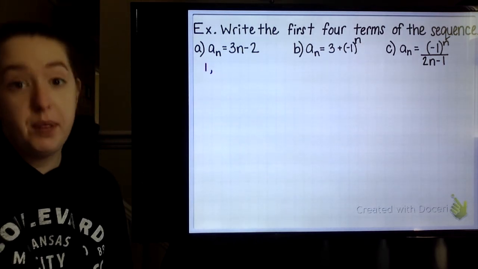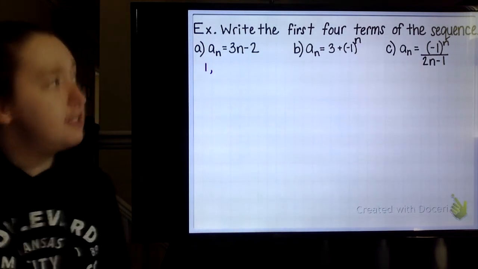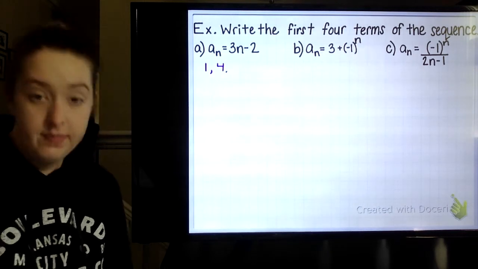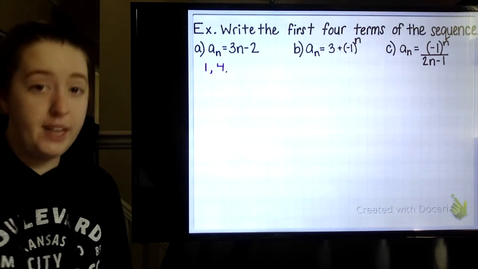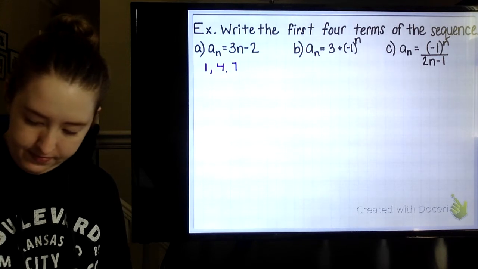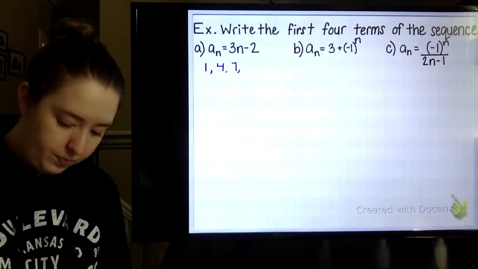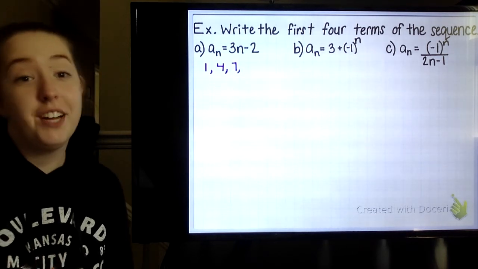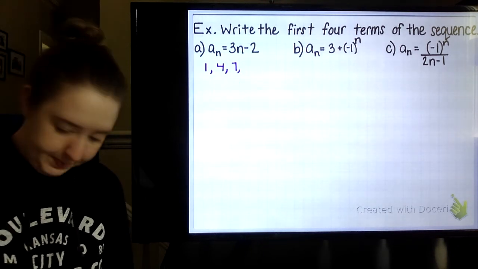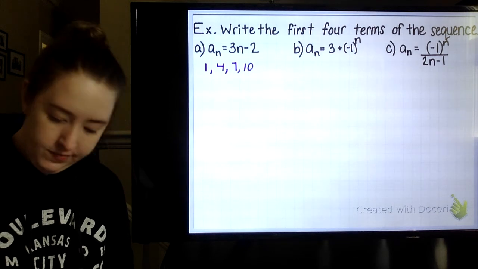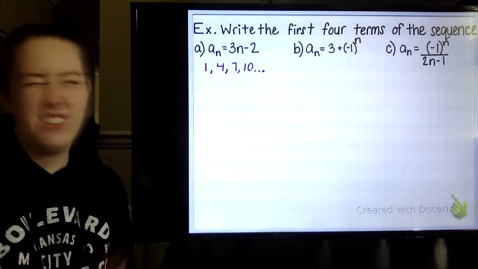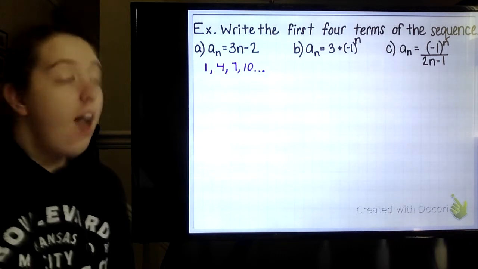To get the second term, I'll plug in 2. 3 times 2 is 6, minus 2 is 4. To get the third term, I'll plug in 3. 3 times 3 is 9, minus 2 is 7. To get the fourth, I'll plug in 4. 3 times 4 is 12, minus 2 is 10. Dot, dot, dot. So it's not that terribly difficult.